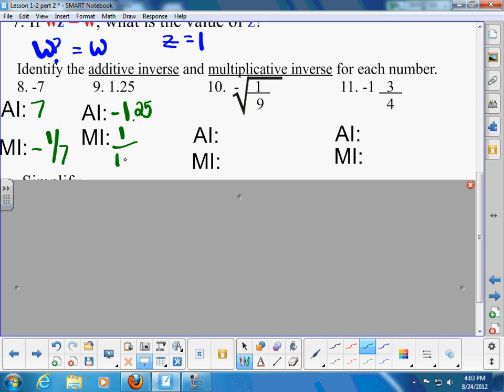1/1.25. However, that's not right. That's not normal. We should not have a decimal inside of a fraction. So we should divide that. We should go ahead and do 1 divided by 1.25, which is 0.8.